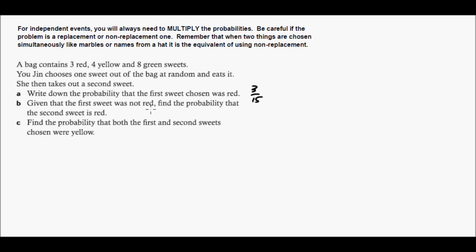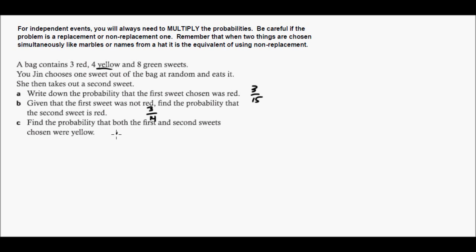Given that the first sweet was not red, find the probability that the second sweet is red. Well, again, this is conditional probability. She took one out and she ate it. It was either yellow or green. So there's still 3 red ones left, but at the end there's only 14 because she ate one of them. Now, this is what I'm more concerned with here. Find the probability that the first and second sweets were both yellow. Well, there's 4 yellow sweets, right?